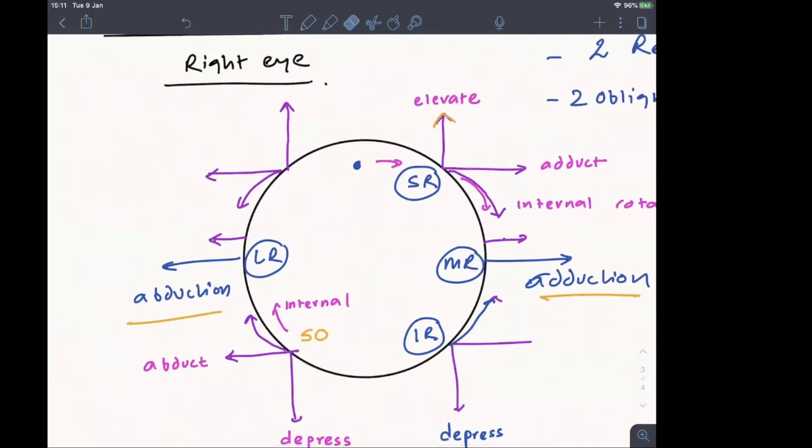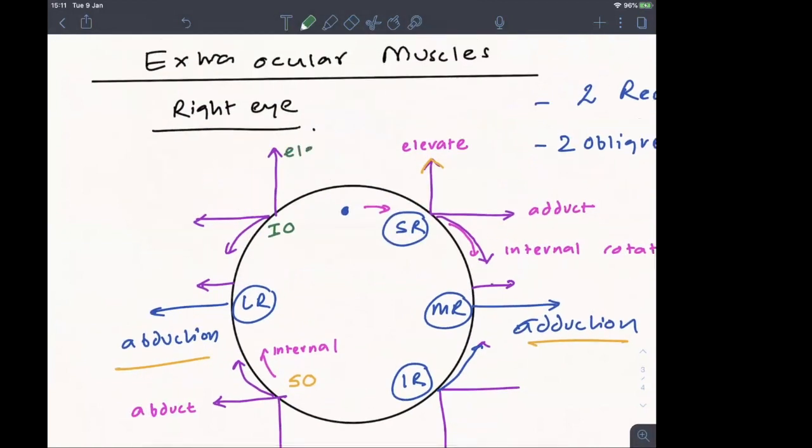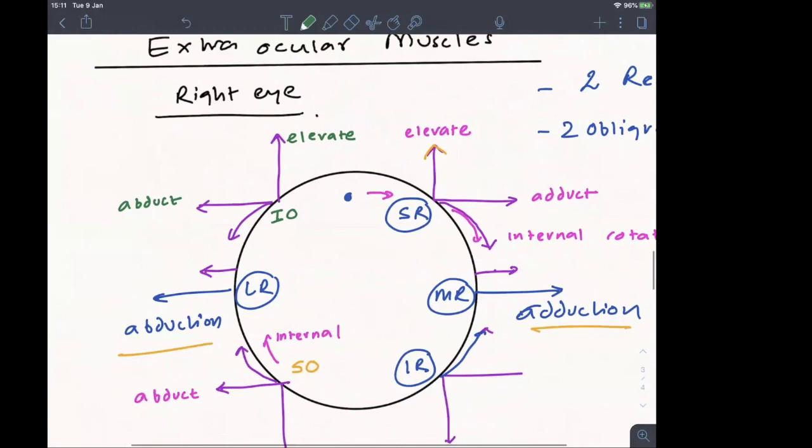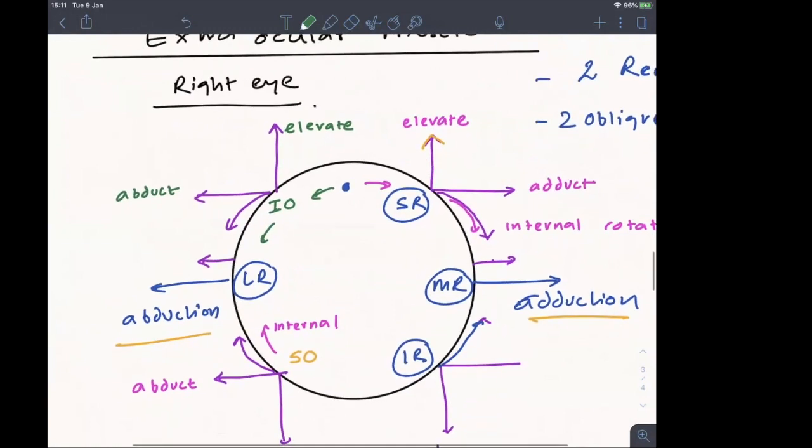And finally, for the inferior oblique, it will elevate, it will also abduct. And here the rotation is like this. So the 12 o'clock position will go laterally. So there is lateral rotation.